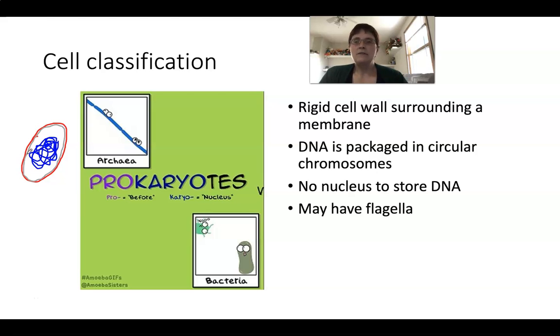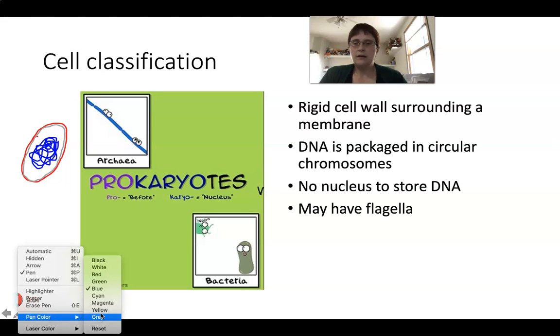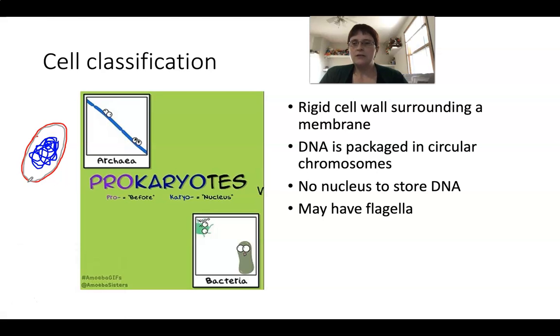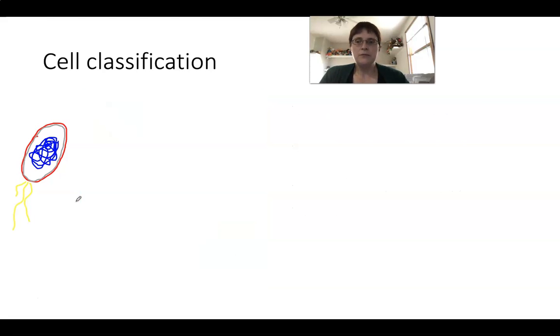And these guys may have things like flagella. So flagella are tails, and so they may have a tail or two, or maybe even three, and they are going to use these to move around. All right, so that's a prokaryote.